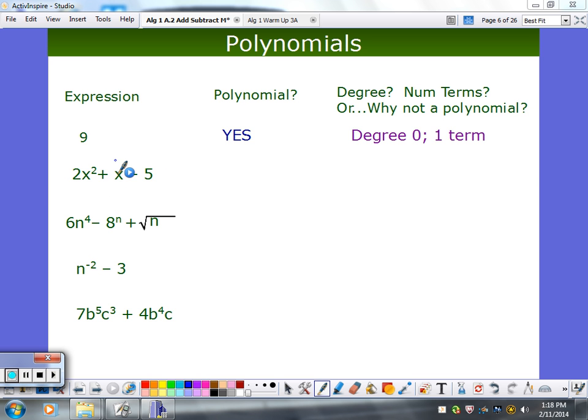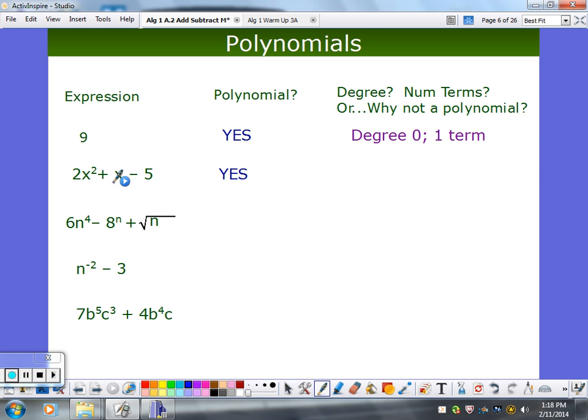Is this a polynomial? Yeah. How can we tell? How do you tell if it's a polynomial or not? There's no negative exponents. They're all whole numbers. Multiplying. I don't see any reason why not. What's the degree of this one? 2. Why is it 2 and not 3? You take the biggest one. This has a degree of 2.